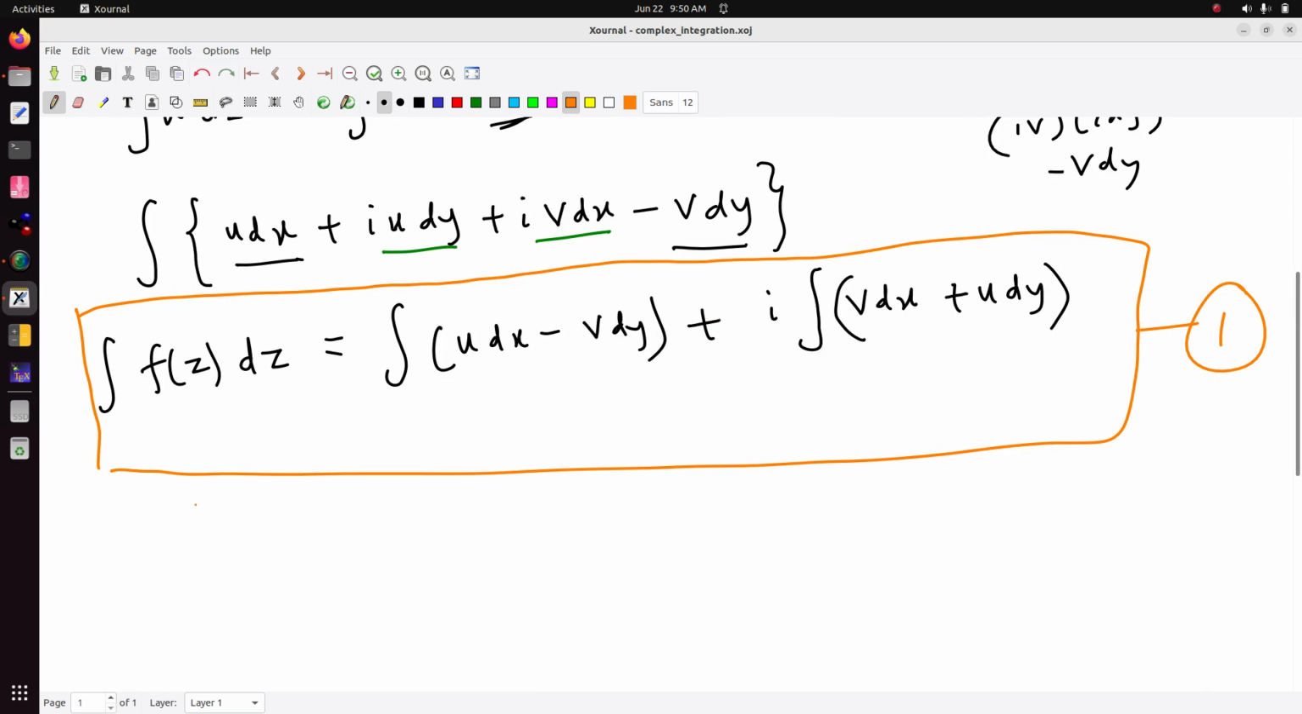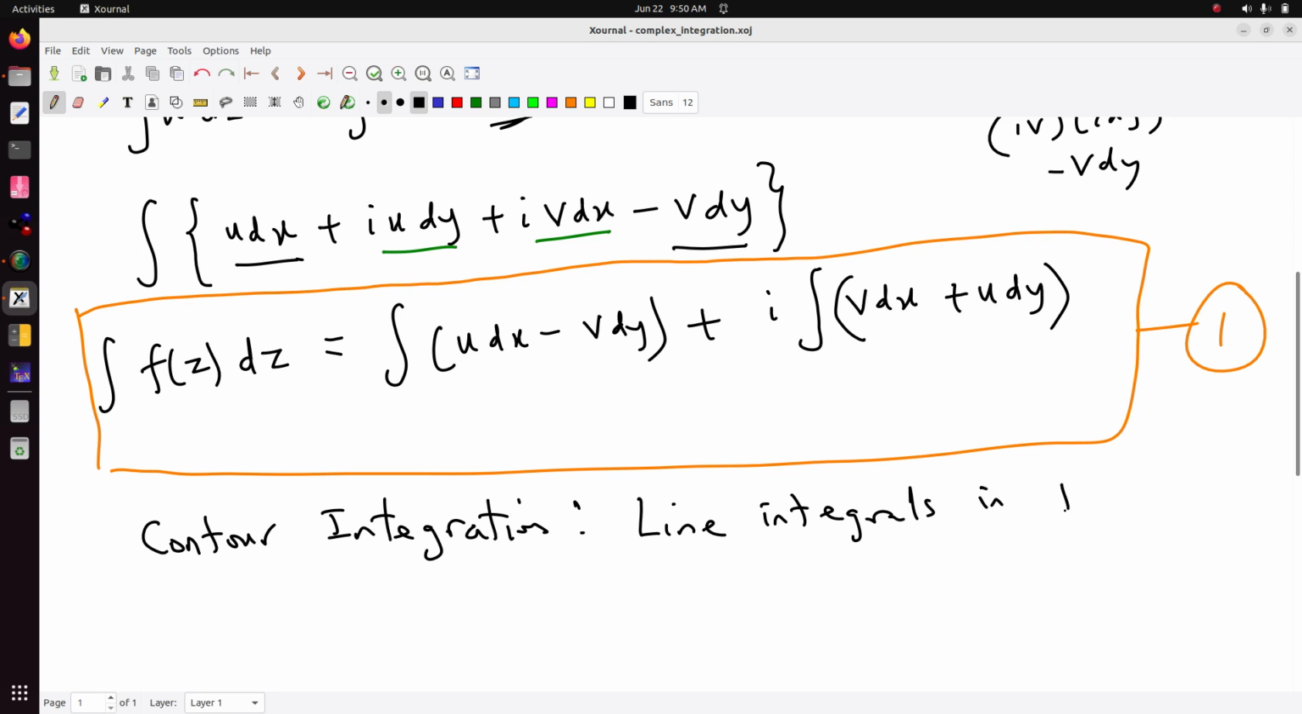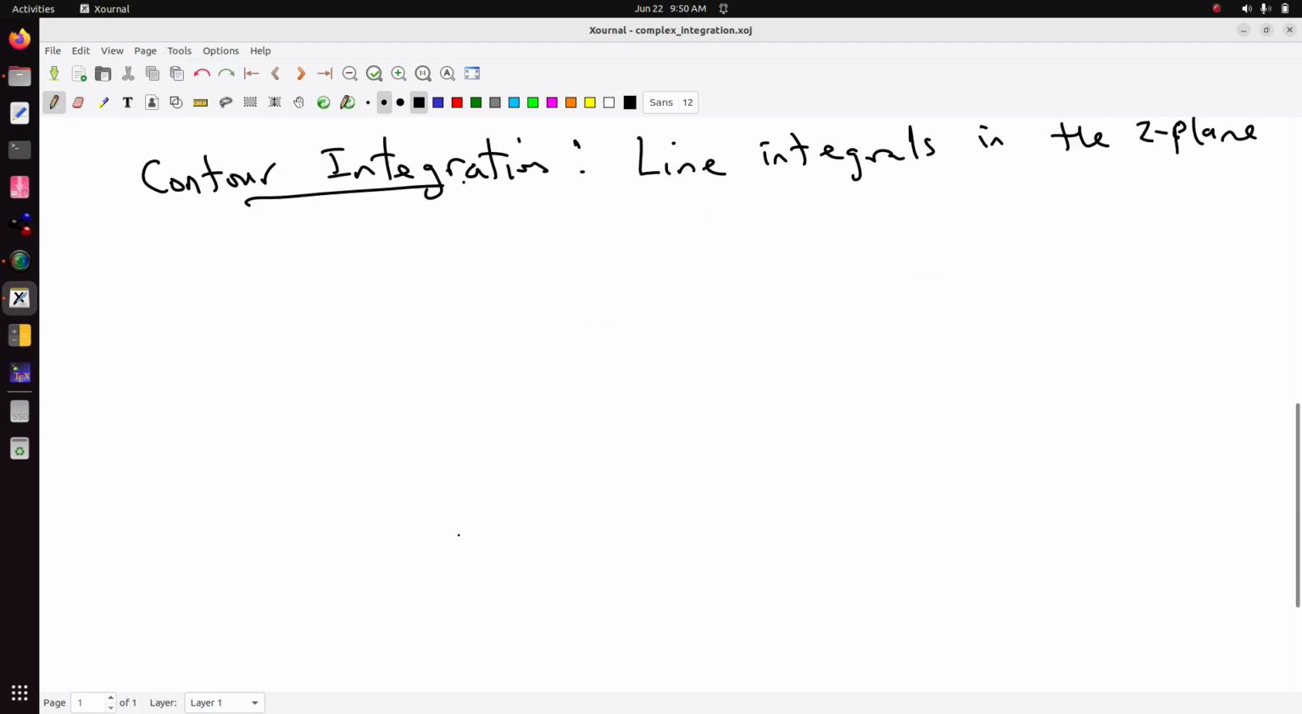Now, contour integration. So this is just a line integral in the z plane. Line integral in the complex plane. Okay, now, so let's say we have a complex plane, sorry. So we have this complex plane. So this is the real part, and this is the imaginary part.